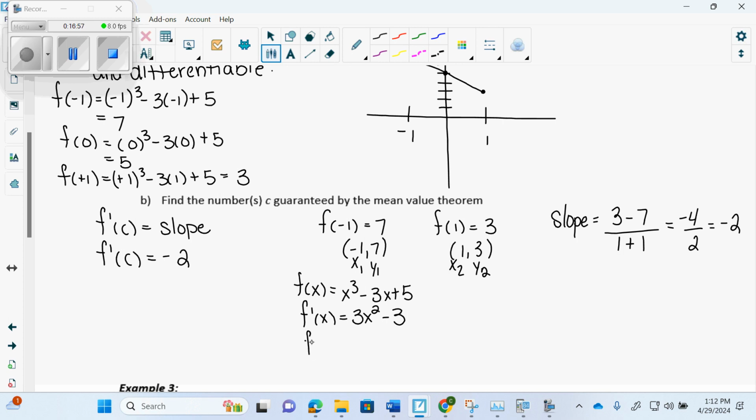So f prime of c equals 3c squared minus 3. And that's going to go in here, because that's what f prime of c equals. 3c squared minus 3 equals negative 2. What are we going to have to do now? Solve for c, right? Add 3. 3c squared equals 1.